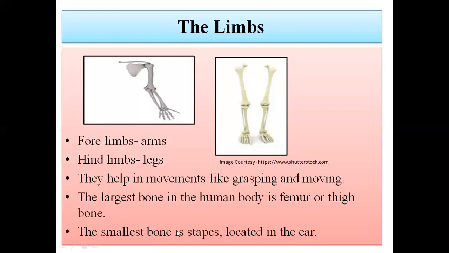And the smallest bone is the stapes. It is located in the ear. So the largest bone in the human body is the femur or thigh bone, which you can see here. And the smallest bone is the stapes, which is located in the ear. So these are the locomotory organs, those limbs and arms both help us move our body in different directions. So these limbs play a very important role in the movement of our body.